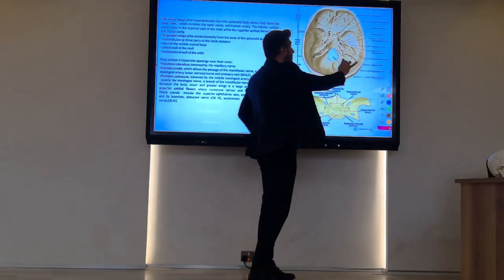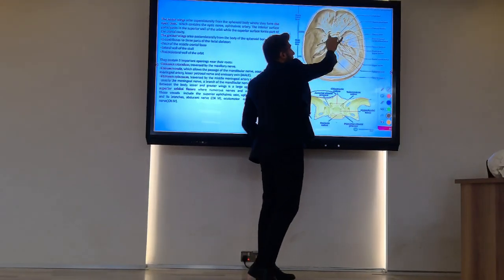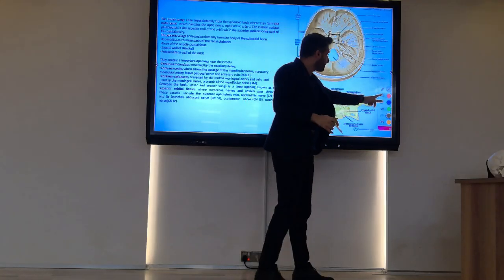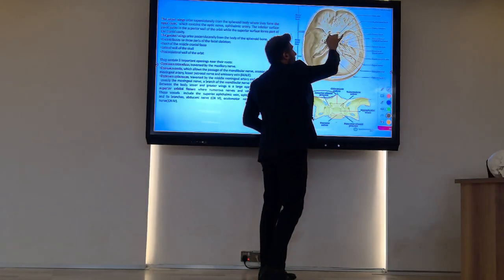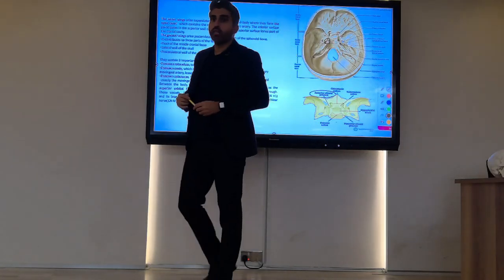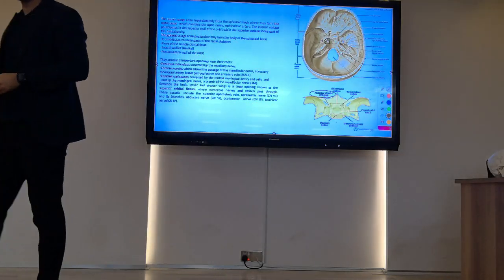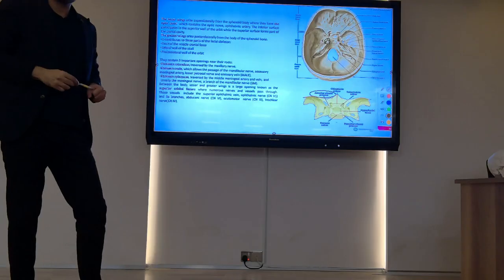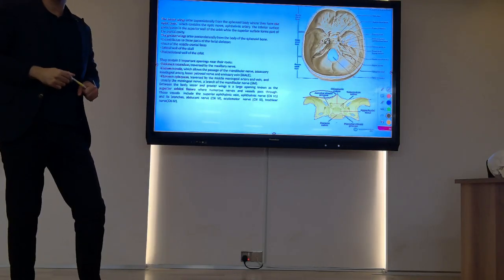Between the apex of the petrous part, the body of the sphenoid, and the occipital bone, in this location, you can see one irregular foramen. The name of this foramen is foramen lacerum. Foramen lacerum. Do you know what is the meaning?